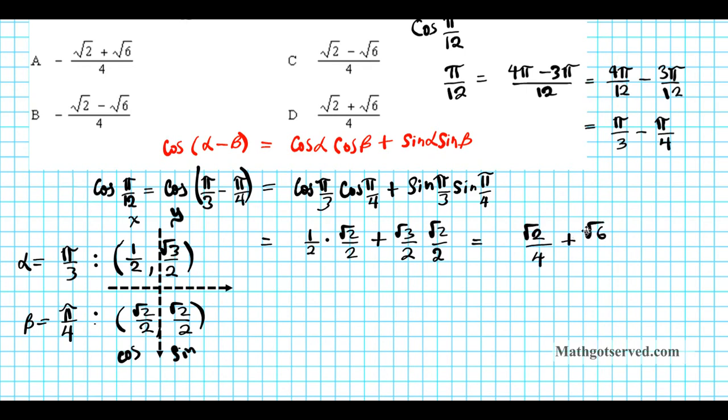You multiply the radicands here, 3 times 2, and then 2 times 2 in the bottom, 4. And as a combined fractional expression, we have √2 plus √6 over 4. And that's your final answer, option letter D.